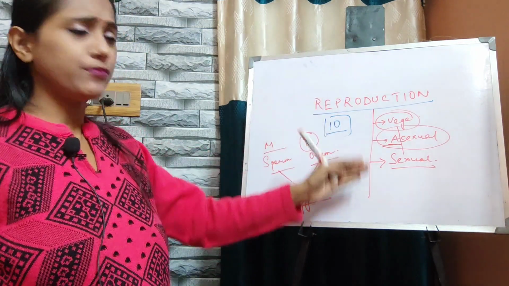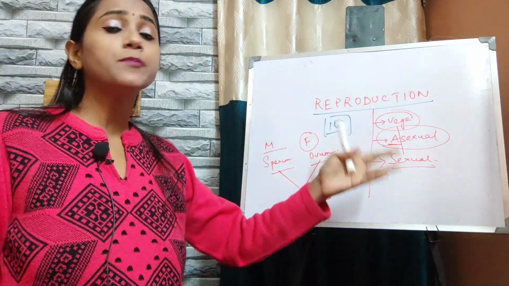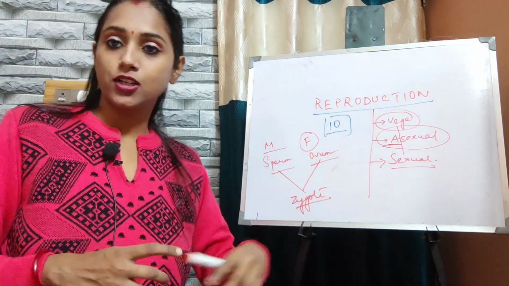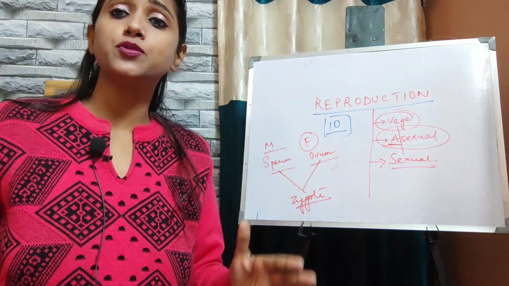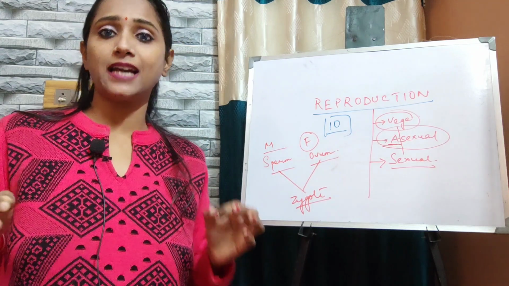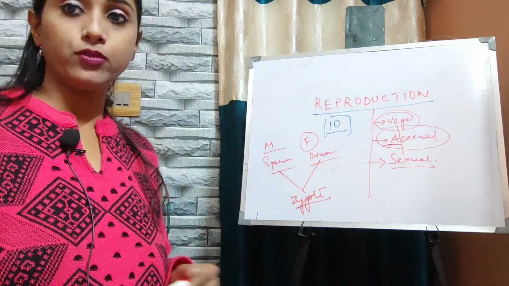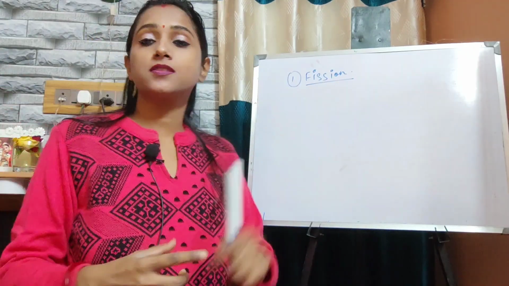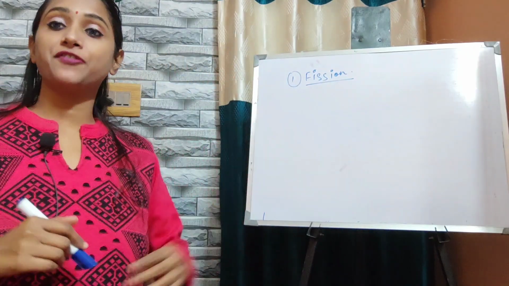Now these are the three major types of reproduction. Now these types again have several other types. So at first we will consider asexual reproduction. There are differences between asexual and sexual reproduction that you have to read from the book, which is quite important. So the first type of asexual reproduction is fission.